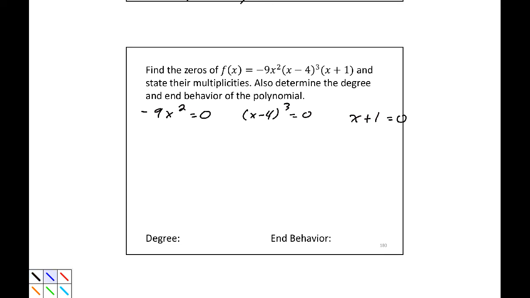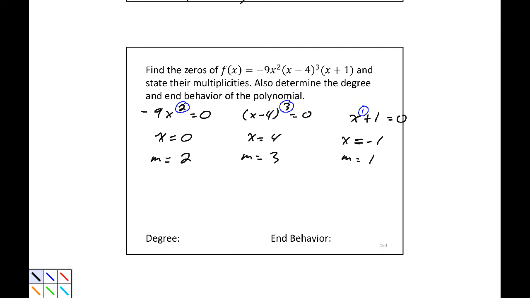If you notice, we can actually ignore the exponents. It's not going to affect our answer. However, that is our multiplicity. So this one has a multiplicity of 3. This one has a multiplicity of 2. And the last one has a multiplicity of 1. So the first equation results in x equals 0 with a multiplicity of 2. Second, x equals 4 with a multiplicity of 3. And the last, x equals negative 1 with a multiplicity of 1.